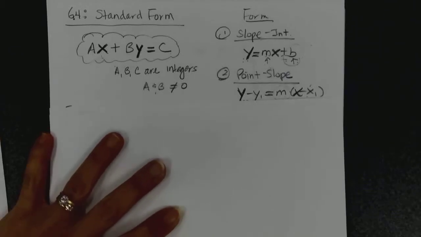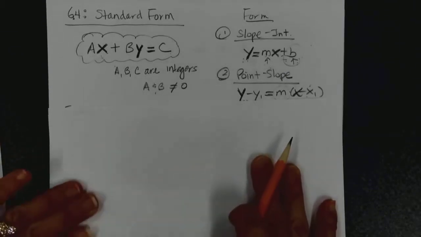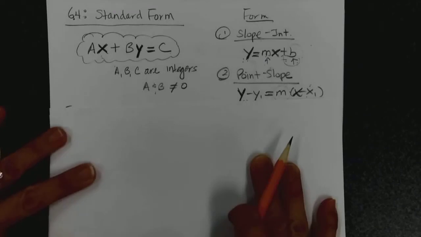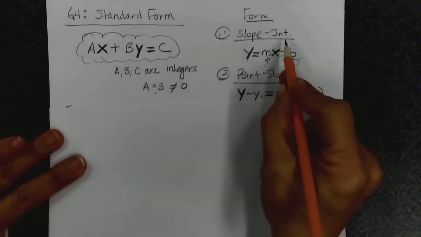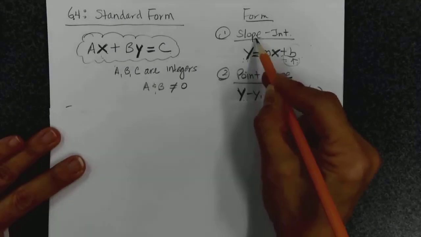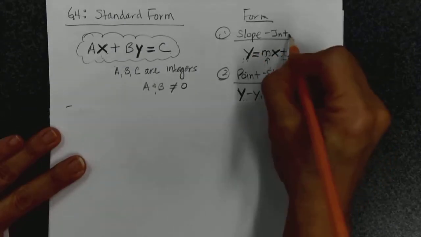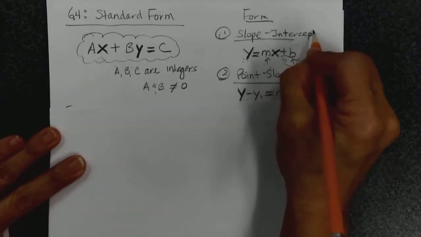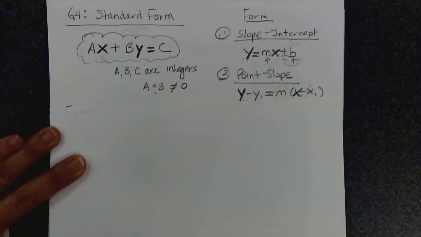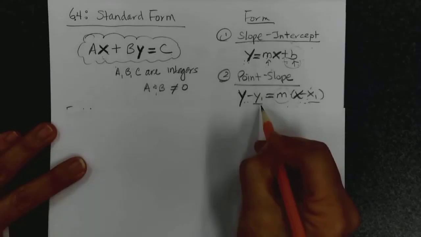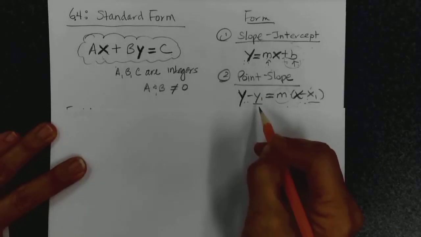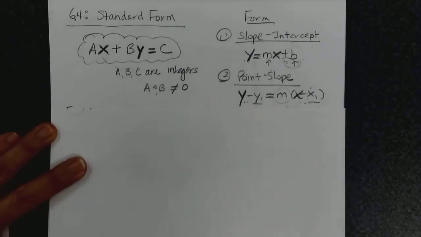Alright, in section 6.4 we will be learning the third form of a linear function. The third form is called standard form. The first form is called slope-intercept form, which is y equals mx plus b, and in point-slope form you have y minus y1 equals m times (x minus x1).